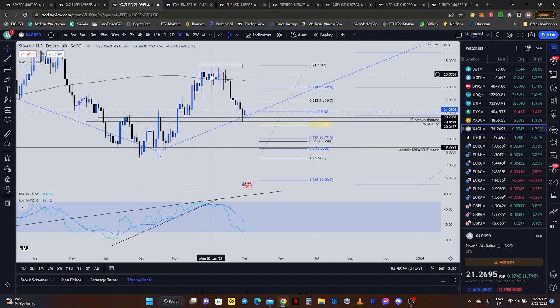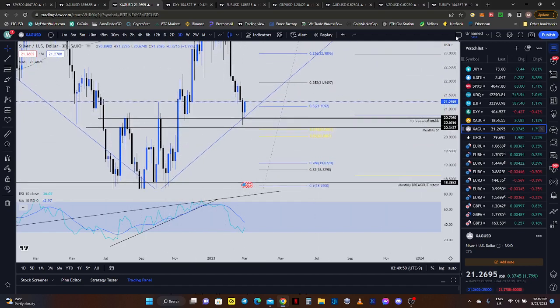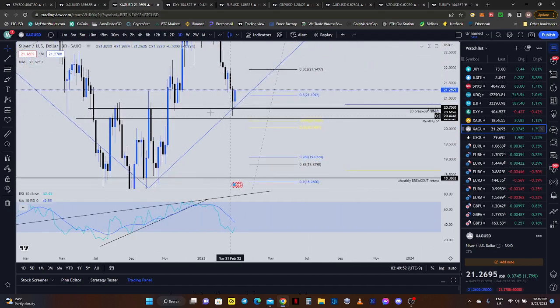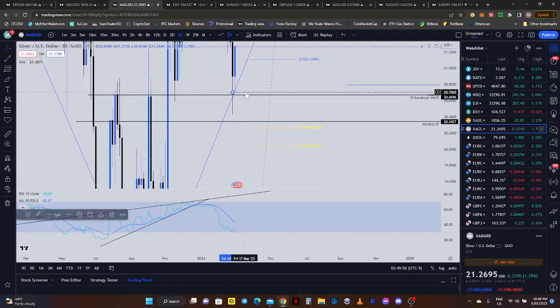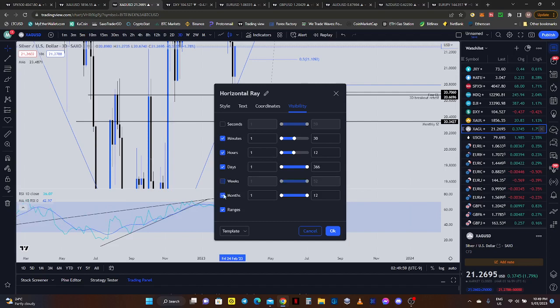We retested, we moved up, come back down, flipped that, held that support rather. All right, so we've held that support there. That shouldn't be on this time frame. Give me a second.